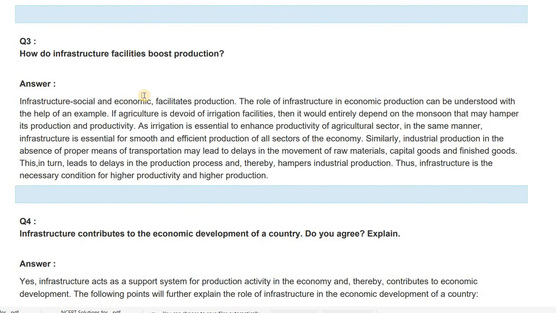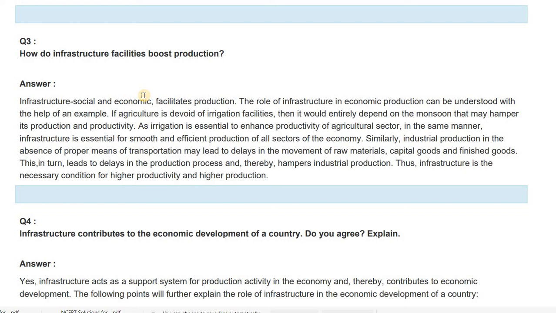Okay, the role of infrastructure in economic production can be understood with the help of an example. We can go through an example. If agriculture is devoid of irrigation facilities, then it would entirely depend on the monsoon. That may hamper its production and productivity. If the agriculture sector is completely dependent on the monsoon, it will badly affect that sector.